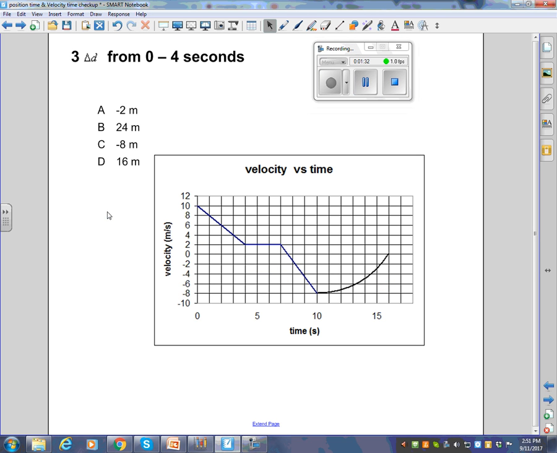Delta D from 0 to 4 seconds. So remember, displacement on a velocity time graph, we're talking to there to 4. We're talking the area between the graph and the axis. And so now we're talking about a rectangle and a triangle, right? And the rectangle is 4 long by 2 high, so that's going to be 8, right? Length times width. And the triangle is from 0 to 4, that's 4. The height is from 2 to 10, that's 8. So 4 times 8, 32 divided by 2 is 16. Add them together, 24.